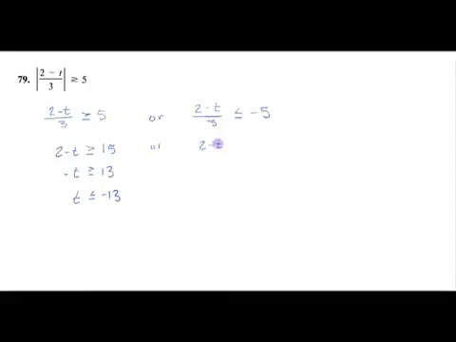We do the same thing over here, multiply both sides by 3, subtract 2, and divide both sides by -1. So I get t greater than or equal to 17.